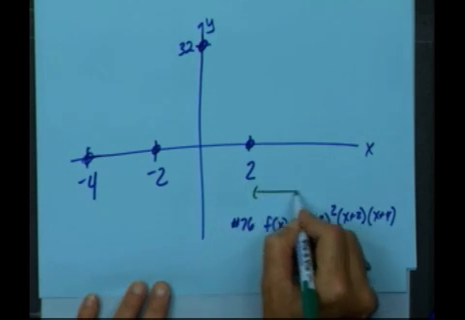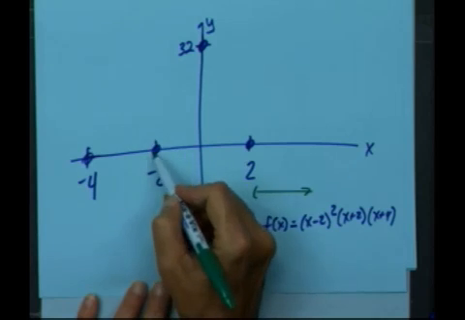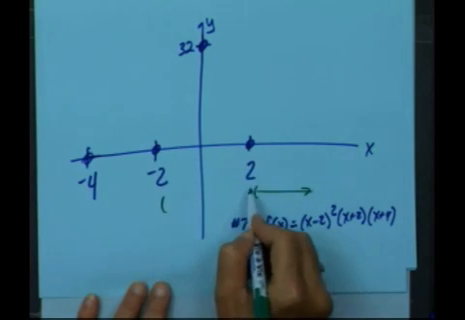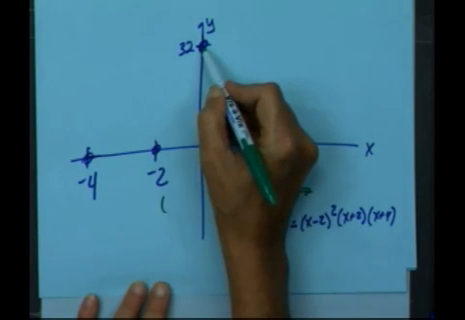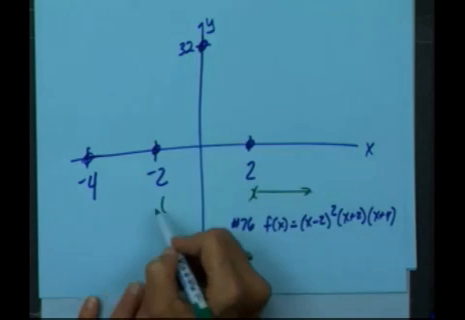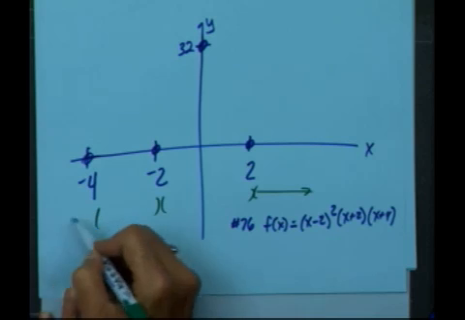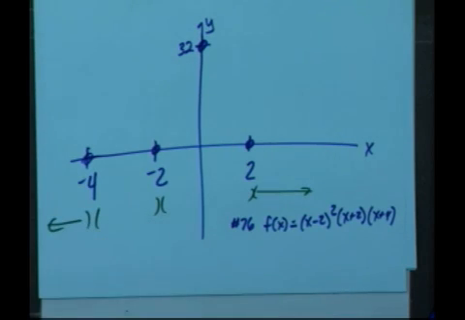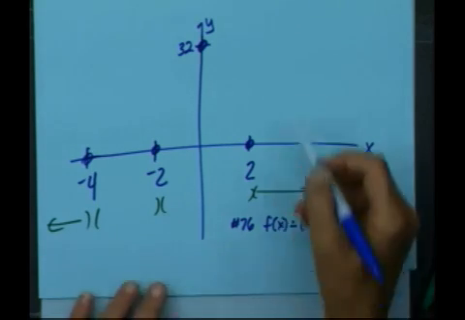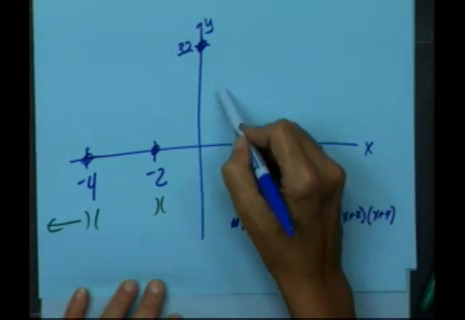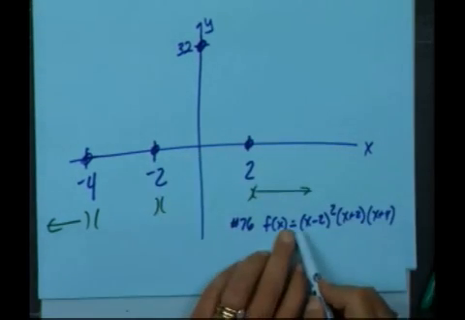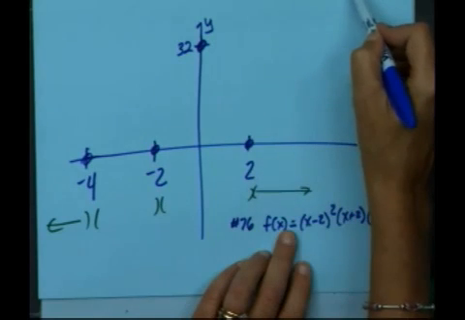So we'll pick bigger than 2. We already know between negative 2 and 2 is going to be positive because it's got to hit that 32 up there. Then we'll pick between negative 2 and negative 4, and then less than negative 4. All right, but we really already know that it's going to go like this because it's positive, so I know the ends are going up.